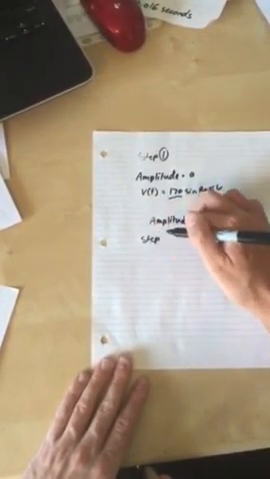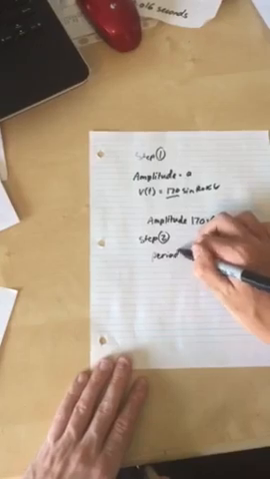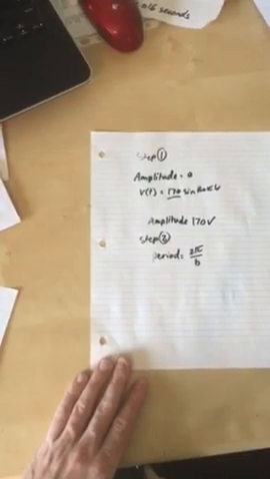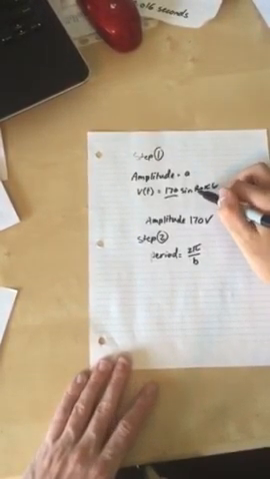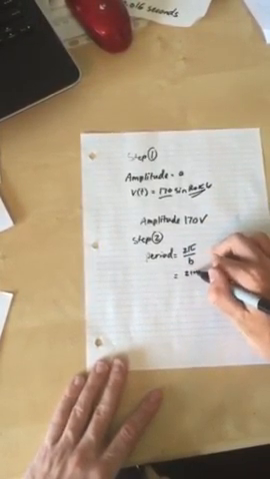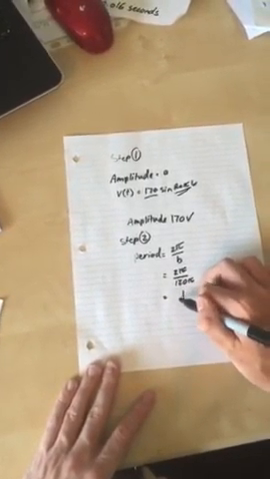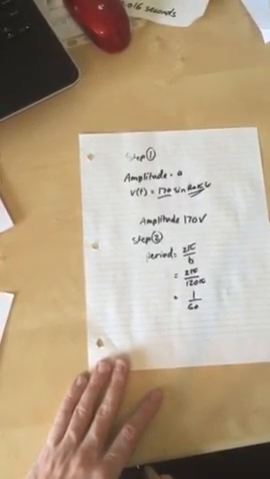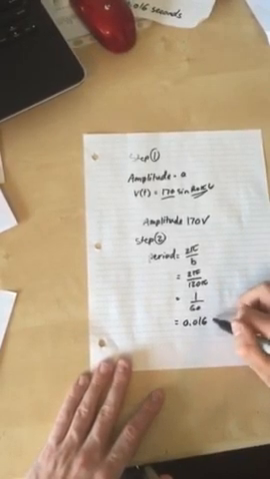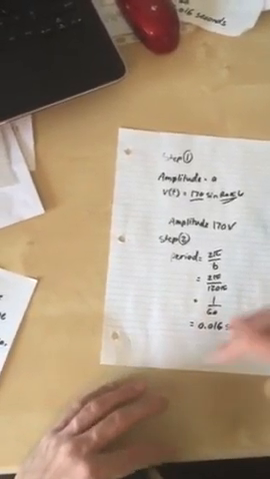Step 2, which will be solving for the period. The period can be solved using the equation 2 pi divided by b. Now going back to our equation, our b value is 120 pi. So in order to solve this, we do 2 pi divided by 120 pi, which is equal to 1 divided by 60. To simplify this, it is approximately 0.016 seconds. Now we have solved for our period.